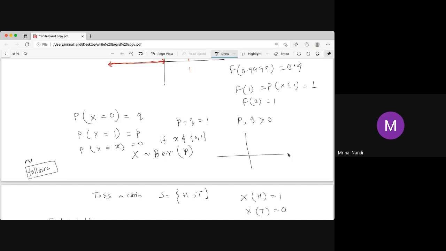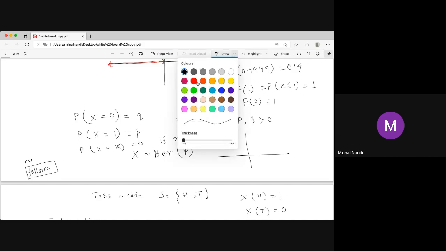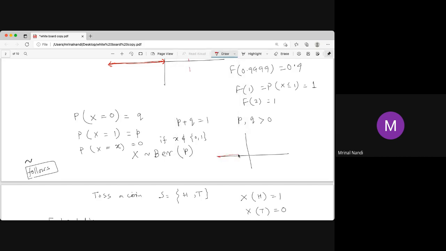And what will be the distribution function then? Up to 0 it is 0. From 0 to 1 it is half. And from 1 to the right side it is 1. So these are the distribution functions. So it is just half, and this is just 1. Along this we put small x, and along this we put capital X.